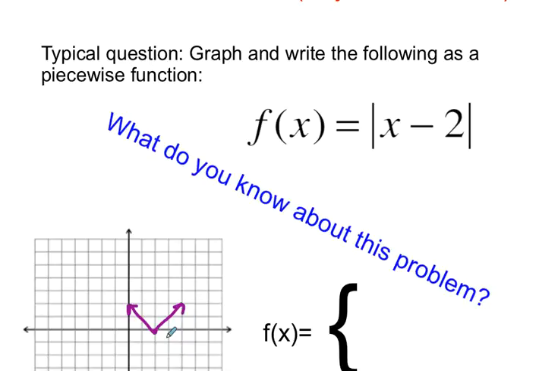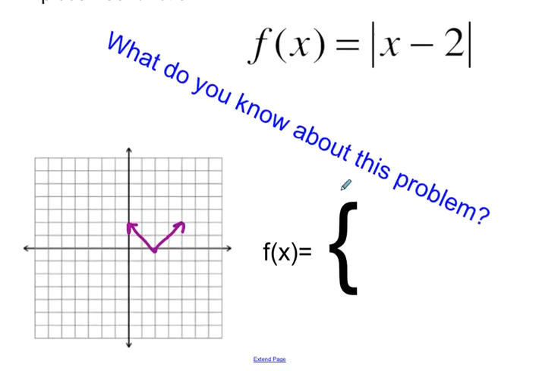So we know what this looks like. We know the domain of it. We know the range of it. We know the 0 of it, positive 2. Right? We know a lot of stuff about this, but we don't know how to write this yet as a piecewise function. And maybe some of you could figure it out.